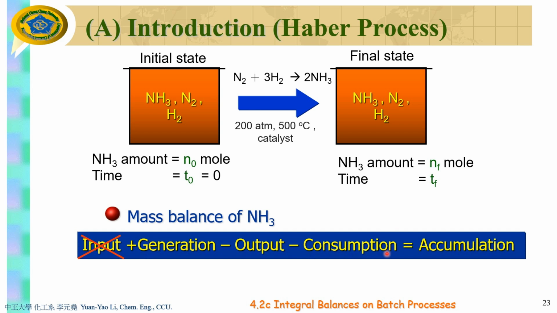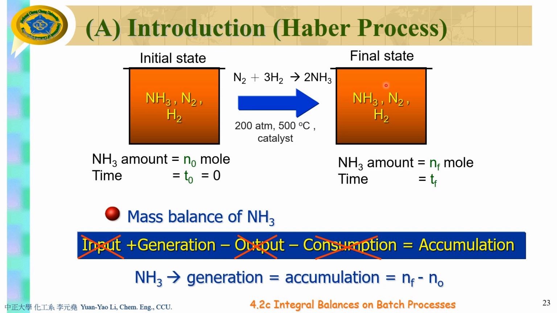But you don't have input, and you don't have output. So you just count the initial state and the final state. You don't have consumption, because this is an irreversible process, so there's no consumption of ammonia. As a result, the generation will equal the accumulation.